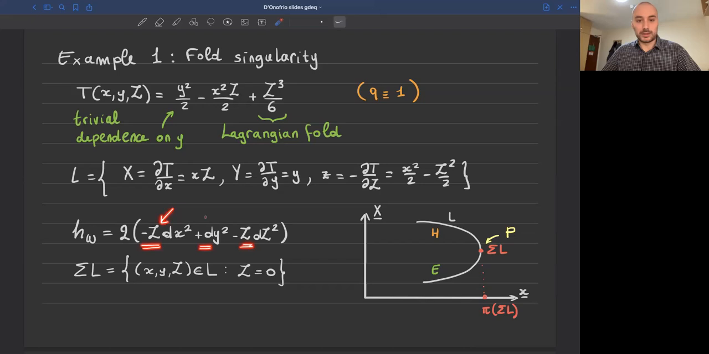Its eigenvalues are just these ones. And from this, we see that the problem is hyperbolic over here, that is for capital Z bigger than 0, and elliptic over here for Z less than 0, while the singular locus is just the plane Z equals 0. When I say plane, I of course refer to this local description of L.